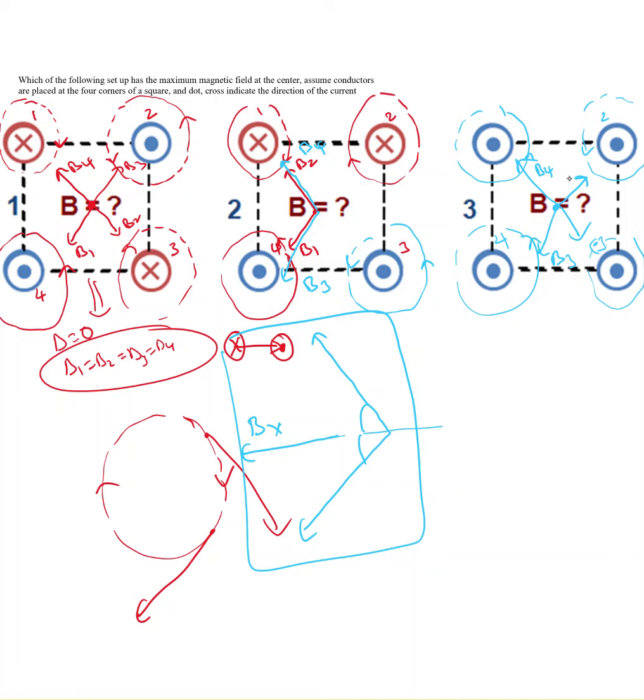So this is B1, B2. So here also B1 equal to B2 equal to B3 equal to B4, but they're all opposite to each other. So the total magnetic field is going to be 0. So in this case, for the second set, I will have the maximum amount of magnetic field.